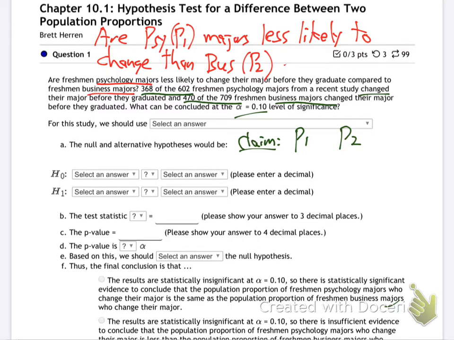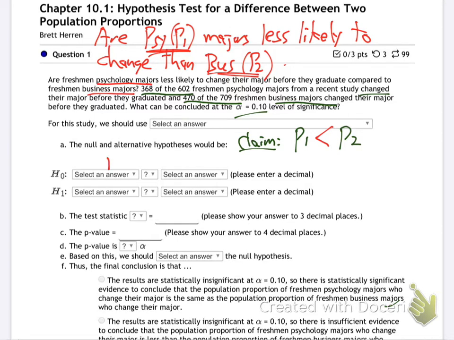So what do you think I'm going to put right in the middle of p1 and p2? An equal sign? Certainly not. A less than sign, huh? Is p1 less than p2? That's what they're asking. Is the psych major percentage that changes less than the business major percent that changes? All right. So that's what we put right down here.